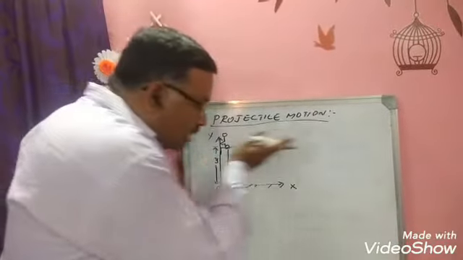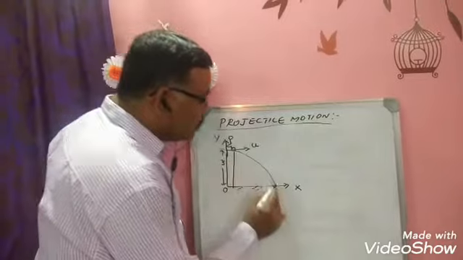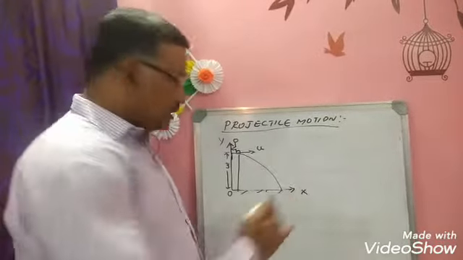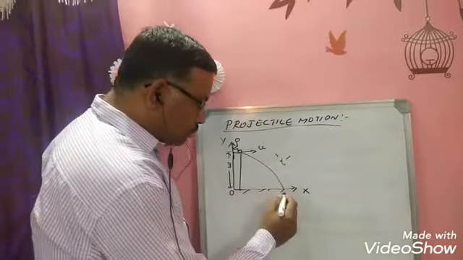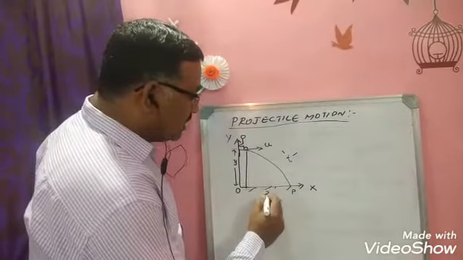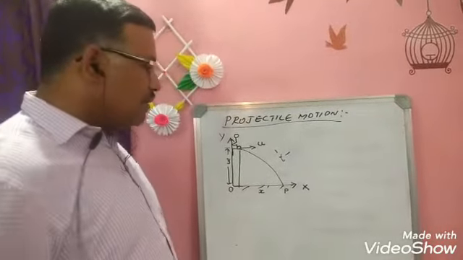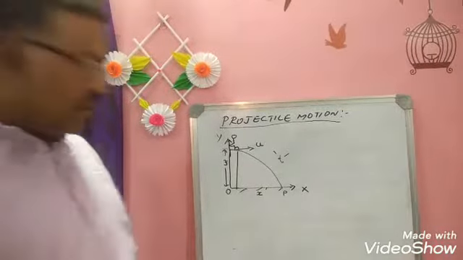Suppose I am throwing a body with velocity u. The body will not keep going in this direction. It will come to the ground because of gravity. Let me assume t is the time at which it comes to the ground. At some point it lands, and that distance is called x. So how much distance is covered by the body in the particular time t? x is the horizontal distance covered by the body in time t.